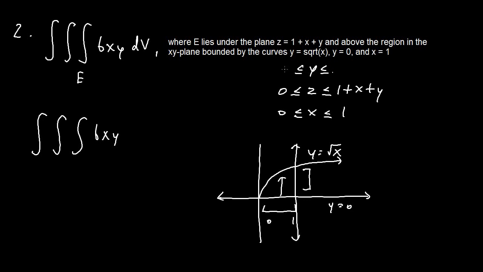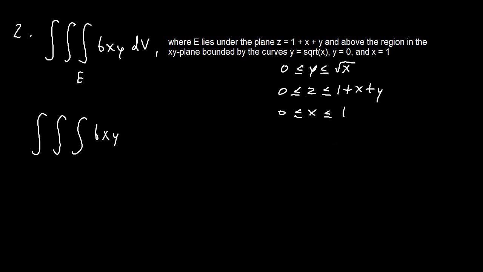We're going to say the y bounds go from y equals 0 to y equals the square root of x. So once again, when we put our bounds into the integral, we're going to put the ones with the variables first, on the inside.